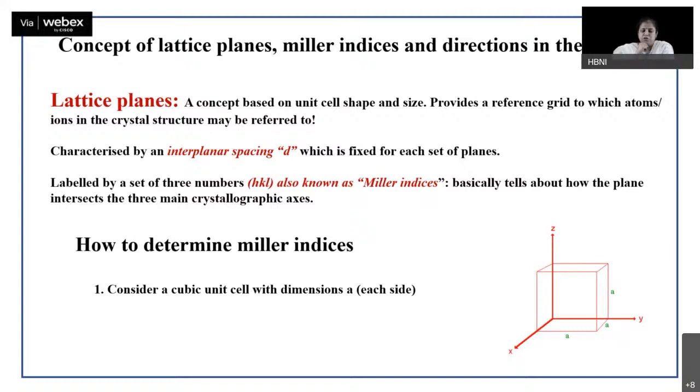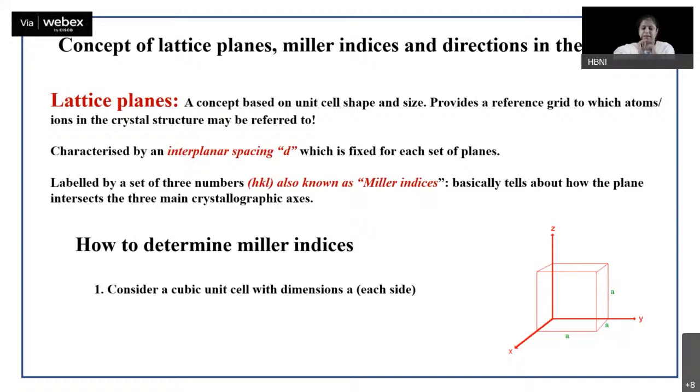Okay. So again, when we talk about crystal structure, all of us record XRDs, those of us who do. There is something called lattice planes. So what is a lattice plane? As all of us know, it is basically a concept. We say that these are planes of atoms, but obviously a crystal, a unit cell, does not know that it has planes of atoms, right?